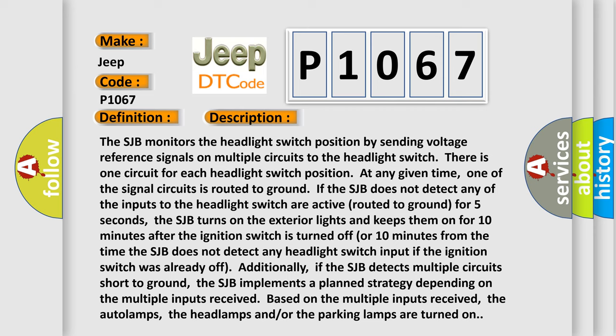the SJB turns on the exterior lights and keeps them on for 10 minutes after the ignition switch is turned off, or 10 minutes from the time the SJB does not detect any headlight switch input if the ignition switch was already off. Additionally, if the SJB detects multiple circuits short to ground, the SJB implements a planned strategy depending on the multiple inputs received. Based on the multiple inputs received, the autolamps, the headlamps and/or the parking lamps are turned on.